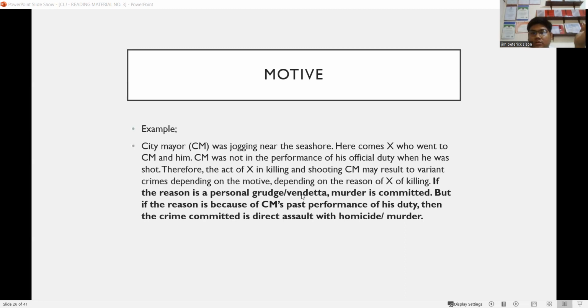So motive, examples of motive. Personal grudge. Gilago na siyang mayor. Na siya vendetta. So, if ever si X yung partner si mayor, murder na ang na-commit. However, if naglagot si X sa past performance sa city mayor, na siya'y kalagutan nga inagipasa nga ordinance, etc. As long as in relation to his performance of official duty, then the crime is direct assault with homicide or murder na. Okay, so motive is very important.